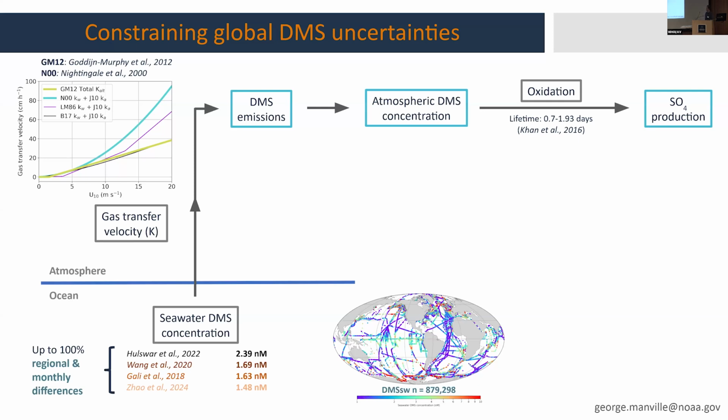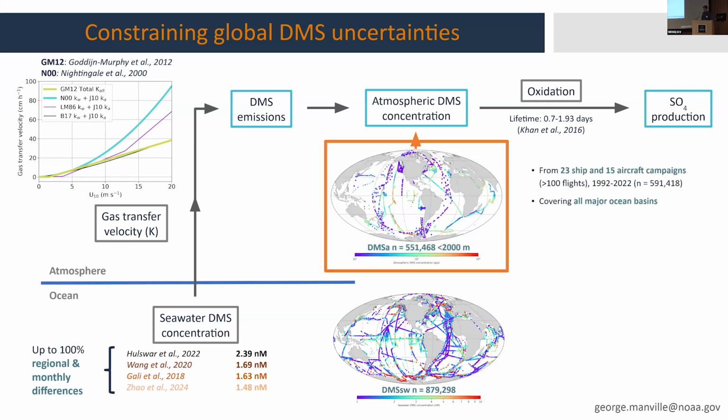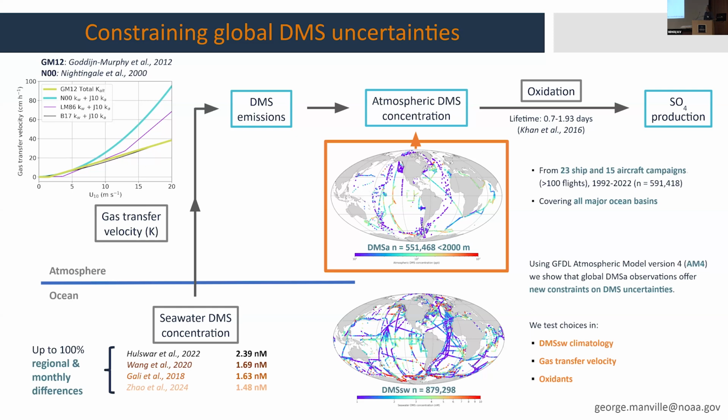In order to constrain some of these uncertainties, we have compiled an atmospheric DMS observation data set, which has about 600,000 measurements, which is approximately 2/3 the size of the seawater DMS data set. And we're using this along with the GFDL AM3 atmospheric model in order to investigate the links between observed atmospheric DMS and the key uncertainties that precede it.